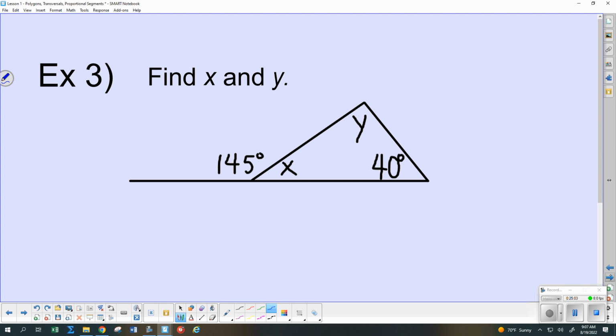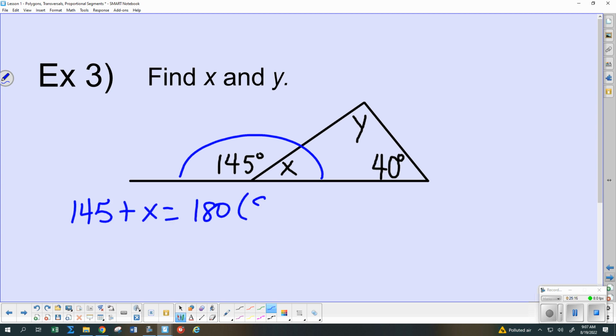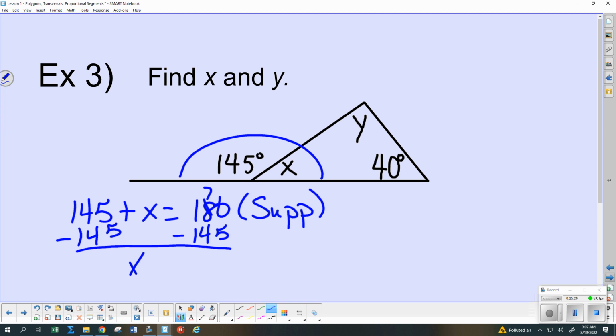Max? Why? Perfect. 145 plus x is 180, supplementary. So we have to subtract 145 on both sides. And what do we get? Shout it out, everybody. X is 35. And there was a typo on this. It really already had the degree signs in there.